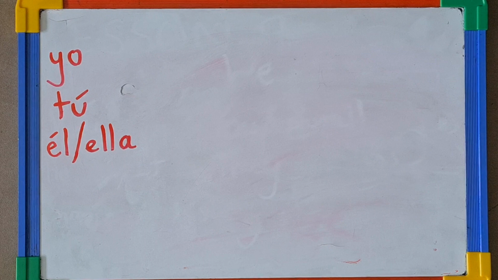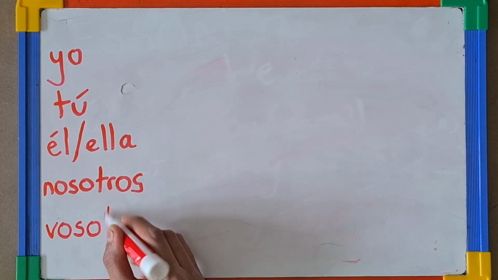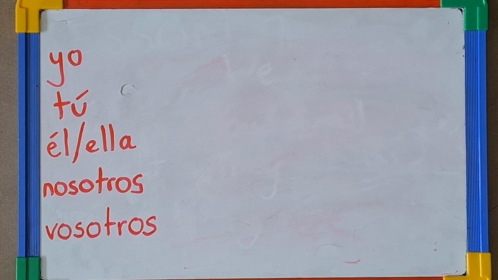The word for we in Spanish is nosotros. The word for you plural or you all in Spanish is vosotros. And finally, the word for they in Spanish is ellos.